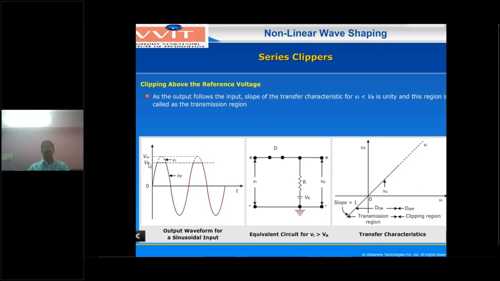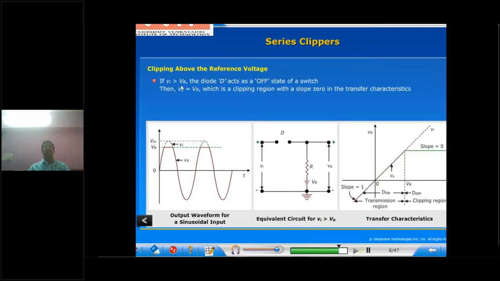So you have to observe this diagram, the output waveform. This line is the VR reference line, and the reference line is below the input waveform. So V0 equals Vi, the diode will be short circuit. Whenever Vi is greater than VR, we are moving to the second case. So the second case is Vi greater than VR condition.